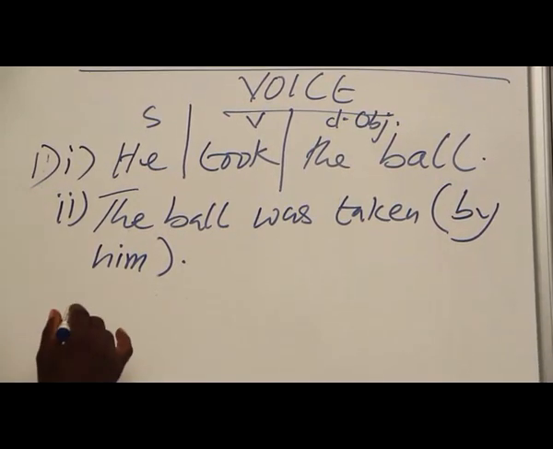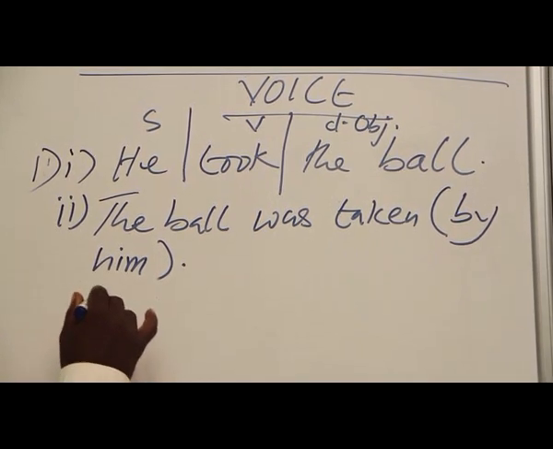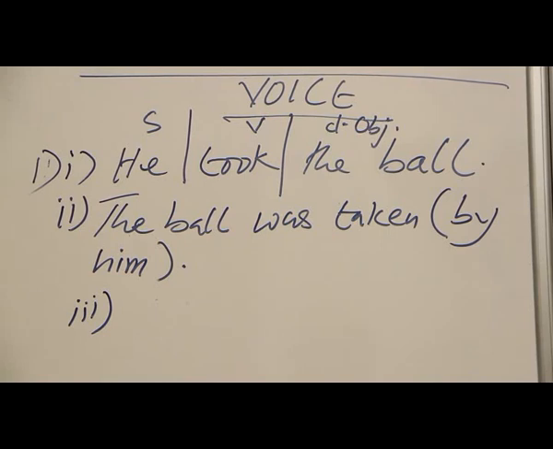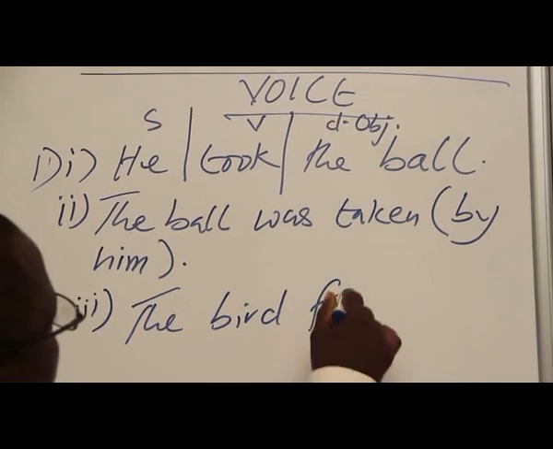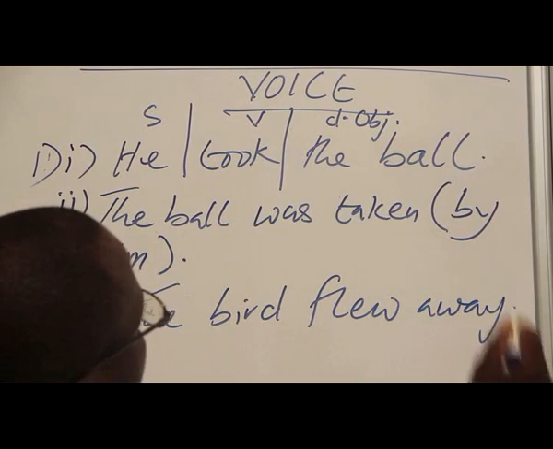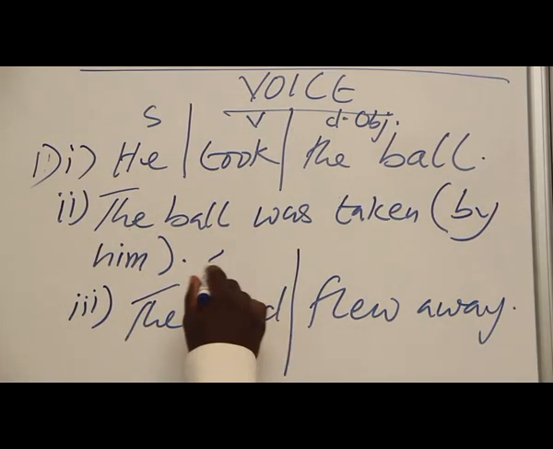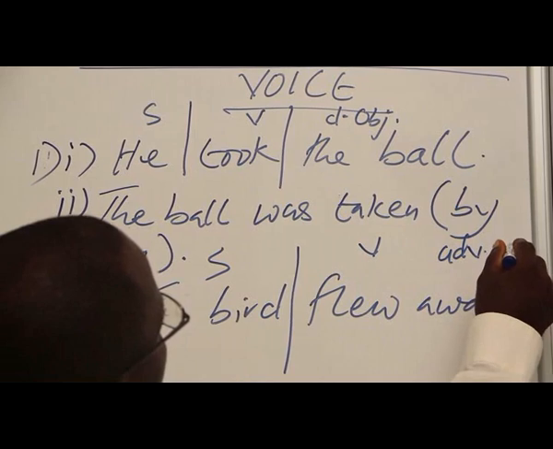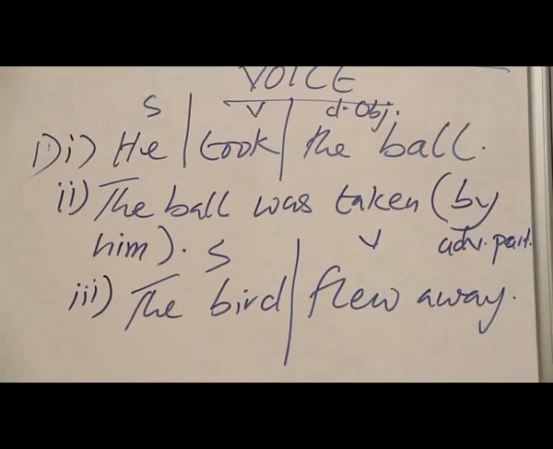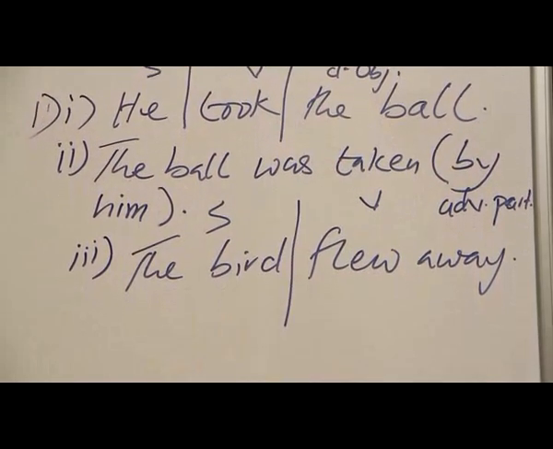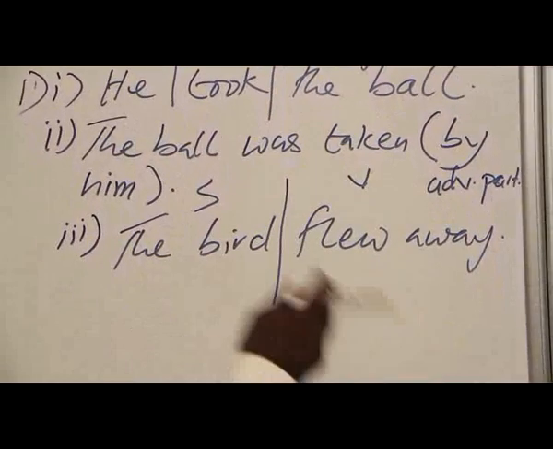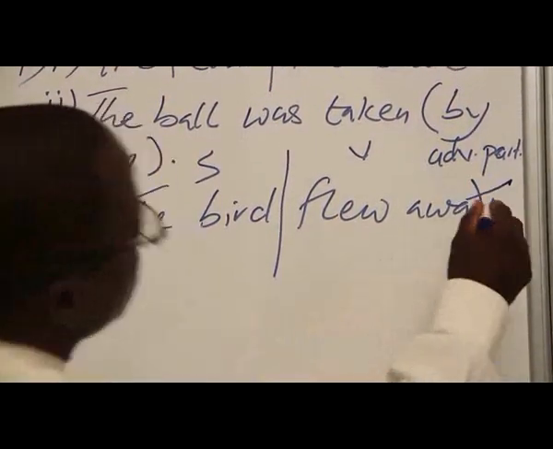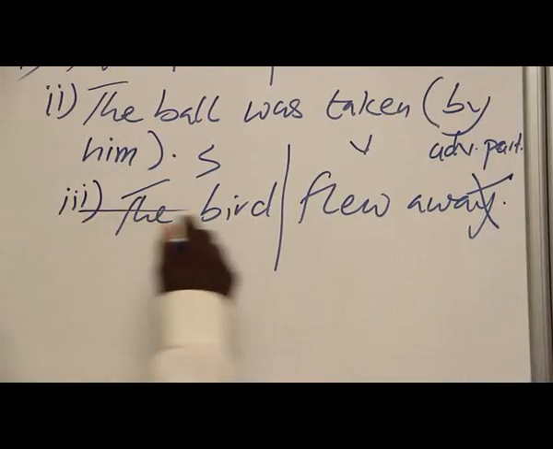But let us take examples of sentences without a direct object. Let's take the one without an object first. The bird flew away. Now, this is our subject. Flew is our verb with an adverbial particle, which is a preposition that becomes an adverbial particle. So we have no object to convert. So there's no way we can say something like "flew away by the bird." It's not possible. So we cannot convert this, so this sentence cannot come in here.